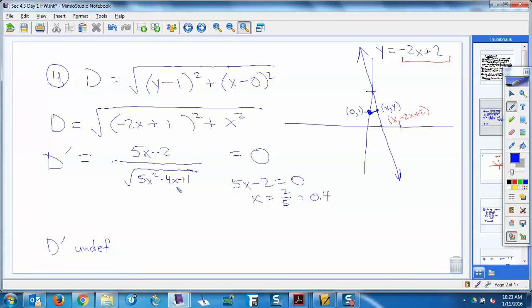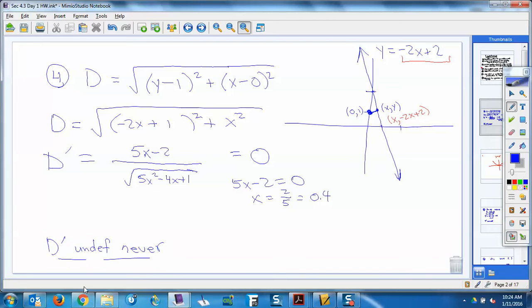But maybe it's not. I don't know. I don't remember on this one. Equals 0, yeah. So you would type in, in a solve, you would do solve, 5x squared minus 4x plus 1 equals 0, comma x. Says false. So what that means is it's never undefined. So D prime undefined, never.